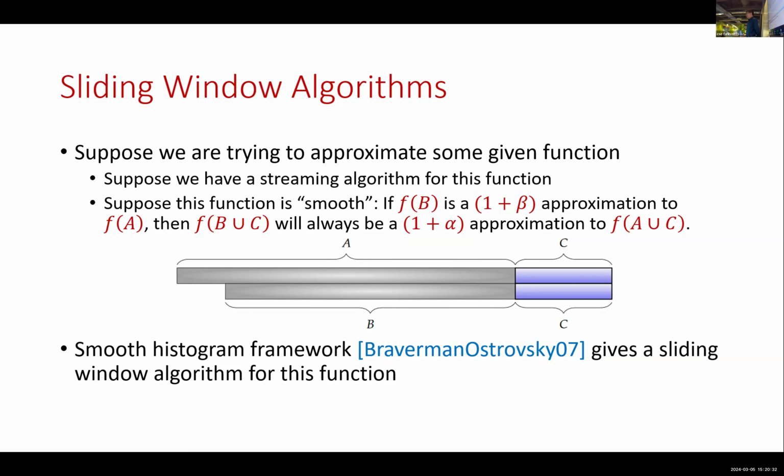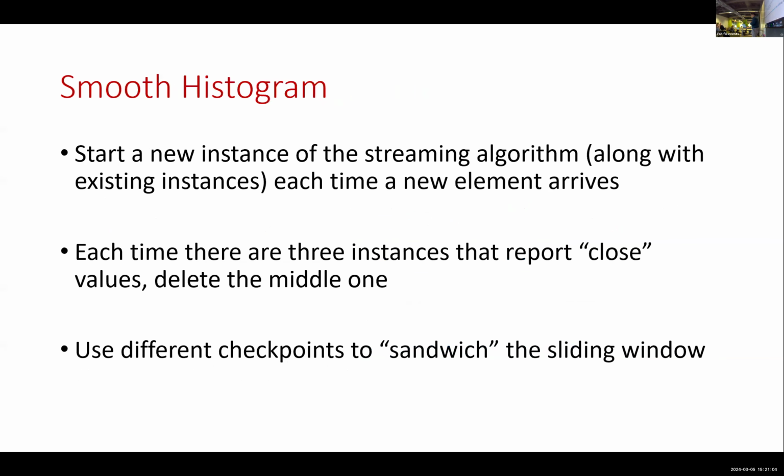And it's really nice. It says that let's suppose you have a streaming algorithm, and the function that you're trying to approximate is smooth. Right? And what smooth means is that if you have a prefix of the data that is roughly a 1 plus beta approximation of the true value, then no matter what other updates you see, it will always be a 1 plus alpha approximation of the actual value. Right? And now the smooth histogram framework will allow us to convert a streaming algorithm for a smooth function into a sliding window algorithm. How does it do this?